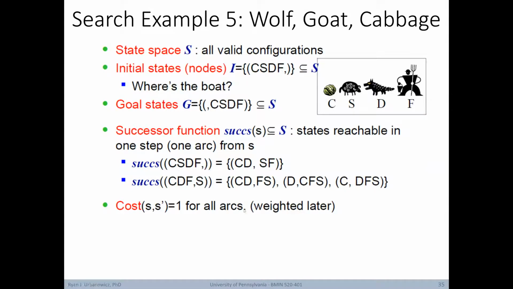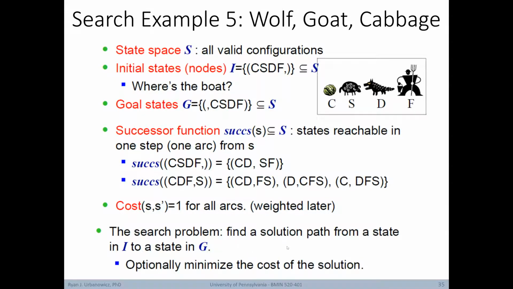In this example problem, the cost for every step is uniform, or a value of 1 for all arcs, assuming that each trip across the river costs the same amount of effort. So again, in this search problem, we want to find a solution path from our initial state to our goal state, and optionally, depending on the needs of our problem, minimize the cost of the solution. So at the end of the day, all that might matter is that we eventually solve the problem, or we might be trying to find the most efficient, shortest series of steps to get everyone from one side of the river to the other without anyone getting eaten.